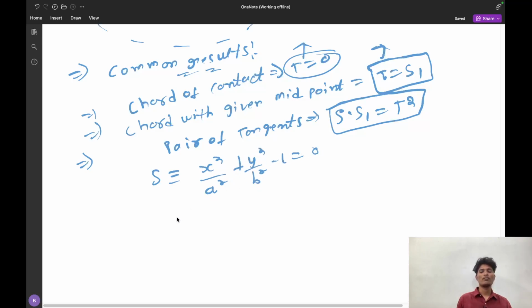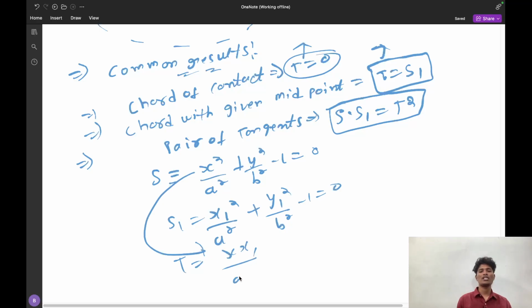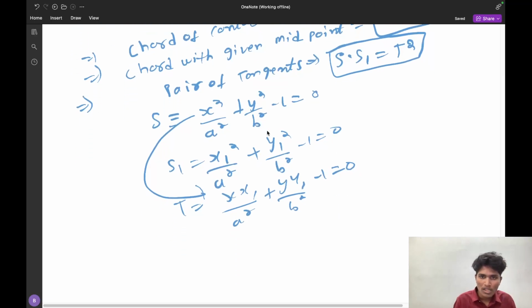This is the S notation. And S1 is the point substitution, that is x1 square by a square plus y1 square divided by b square minus 1. And what is T? T is the transformed equation of this, that is x x1 divided by a square plus y y1 divided by b square minus 1 equal to 0. That's it.